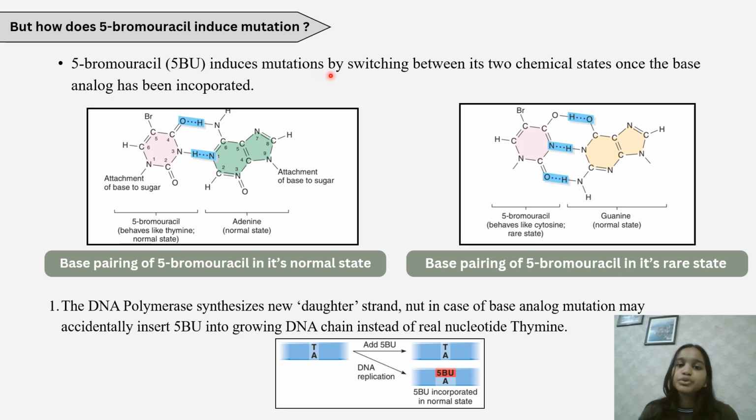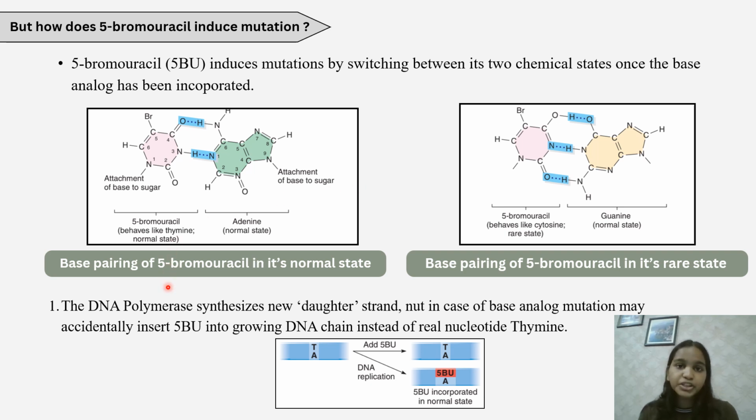It induces mutation by switching between its two chemical states once the base analog has been incorporated. To understand this, first we have to see how it pairs with other nitrogenous bases. In the normal state, 5-bromouracil resembles thymine and thus pairs with adenine by forming two hydrogen bonds. But in the rare state, it resembles cytosine and thus pairs with guanine by forming three hydrogen bonds. So this was the pairing. Now let's understand the mechanism by which it damages the DNA.